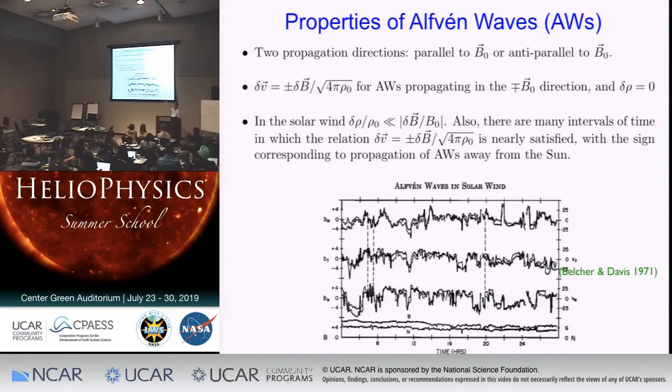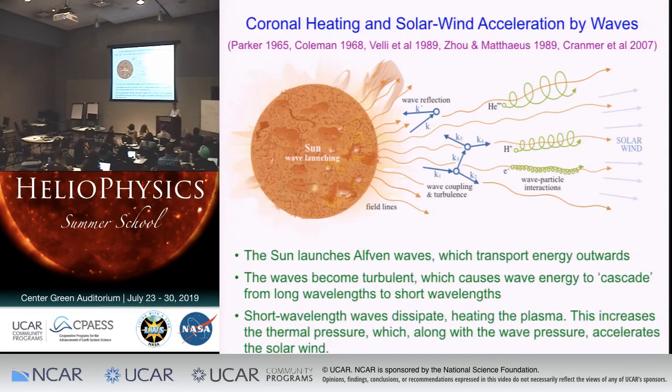There's evidence that these were generated at the sun, propagating away from the sun. Why is that interesting? Well, let's go back and look at what happened at the sun. As you were learning about this morning, where did the solar wind come from? It came from excess heating of the corona, which is adding energy, which is escaping via this outflow.